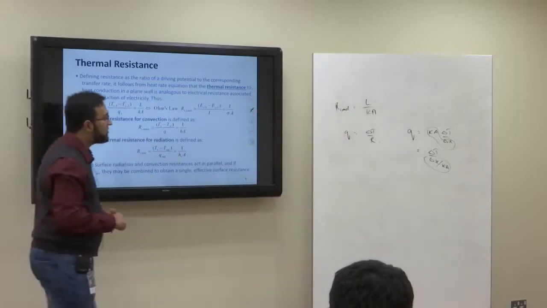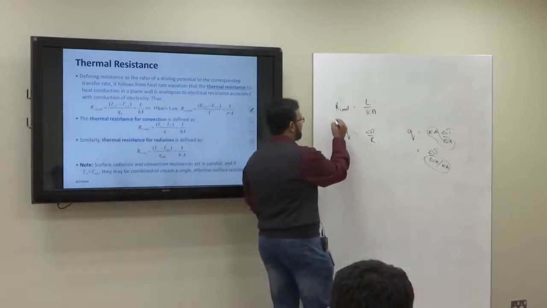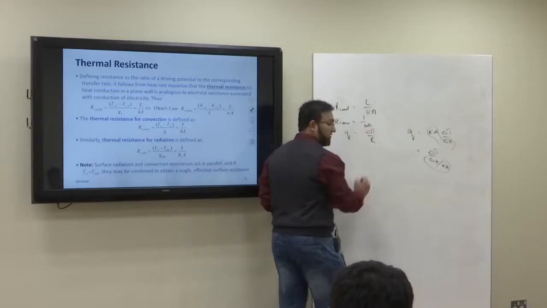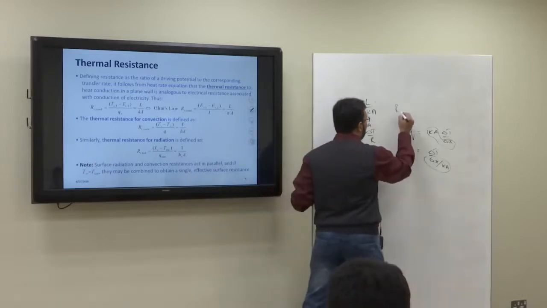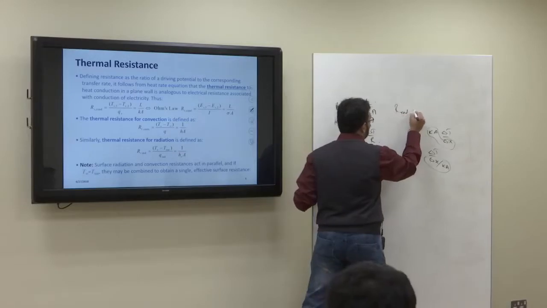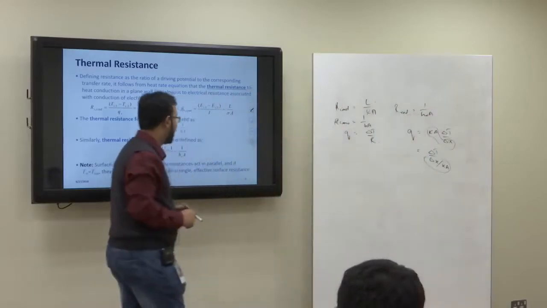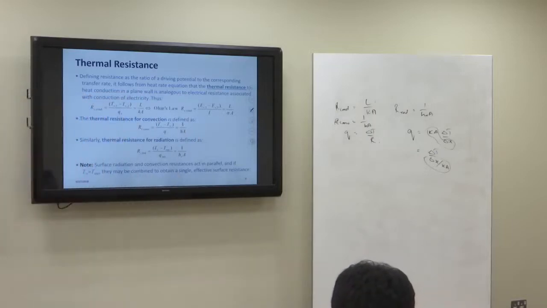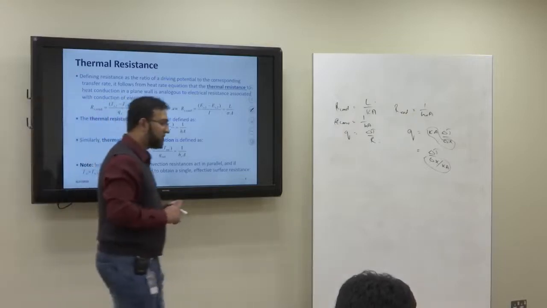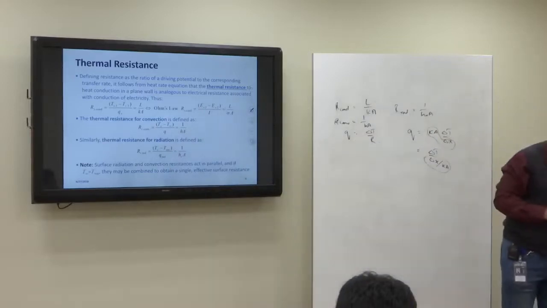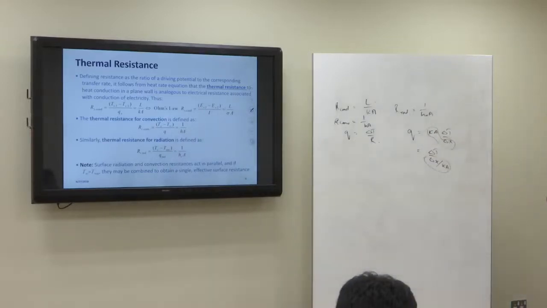Okay, and do you remember what we had for R convection? 1 over HA. And do you remember what we had for R radiation? 1 upon HRA, exactly. So now these are the thermal resistances, and we studied them. But in heat transfer systems, it is very similar to electrical systems. We can have series and parallel circuits. So what do you think?